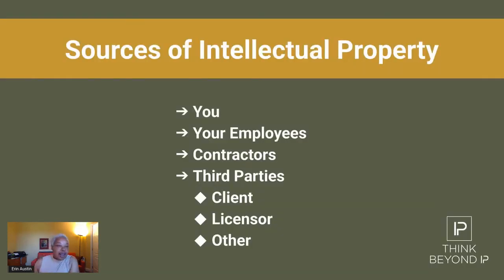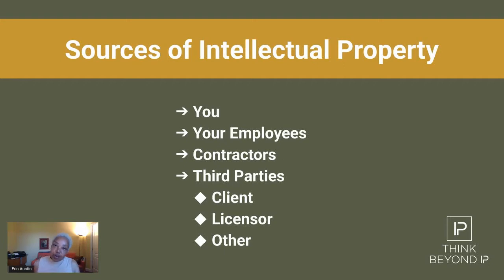So let's first talk about your sources of intellectual property. Where does the intellectual property that is in your business, flowing through your business, come from? So the sources: you, of course. It could be your employees, if you have employees. I'm talking about your W-2 employees that you are paying employment taxes for. Then you have your contractors. Those are people on your team that are not your employees that you have engaged to create deliverables. And then you get the IP from other third parties as well.